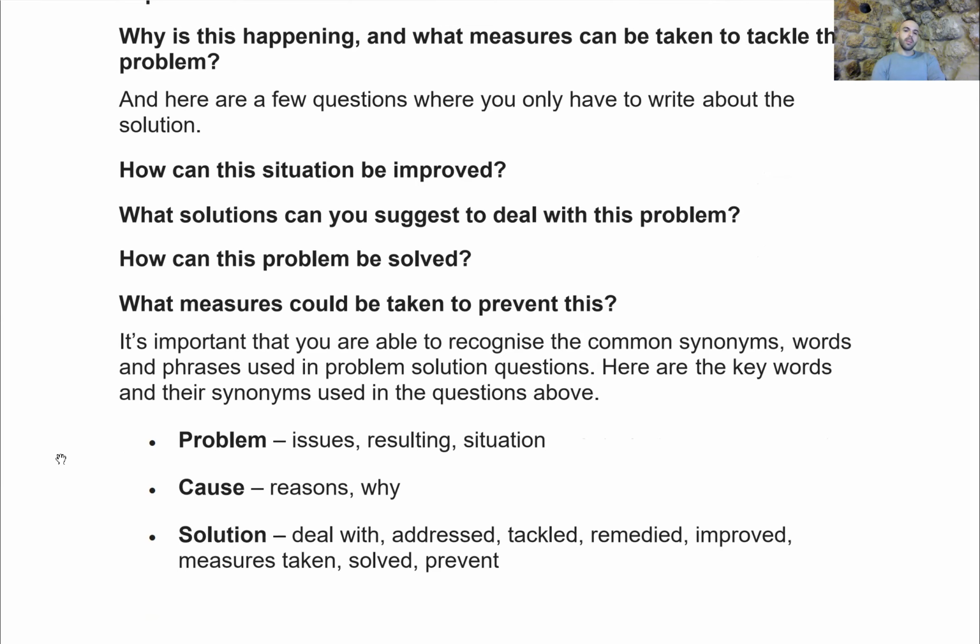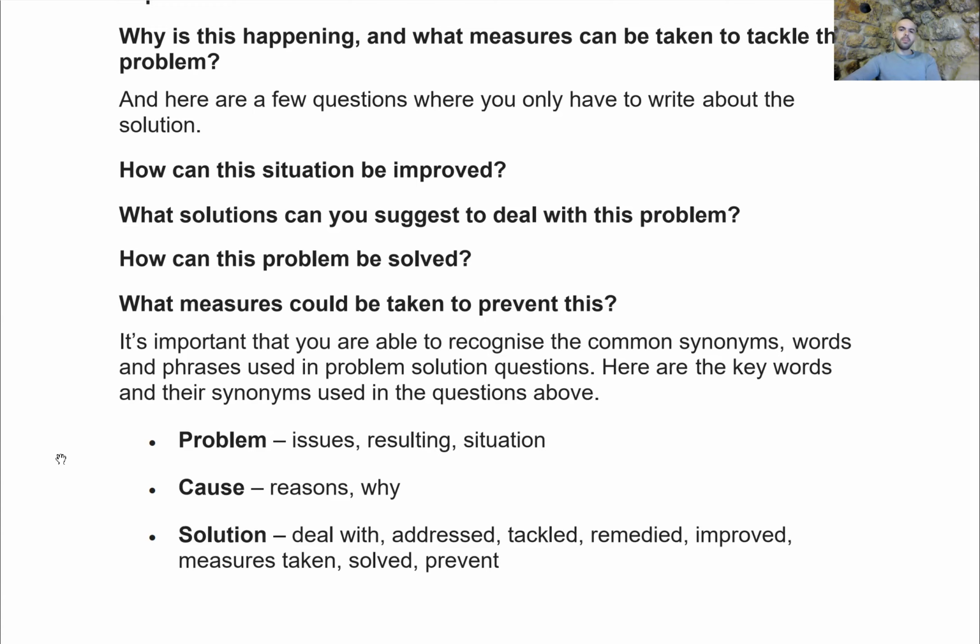So instead of using problem, they used issues or resulting or situation. Instead, of course, they might use reasons or the word why. So the WH question, why. And then we have solution. They used deal with, address, tackled, remedied, improved, measures taken, solved, prevent. So we have a lot of synonyms of the word solution.